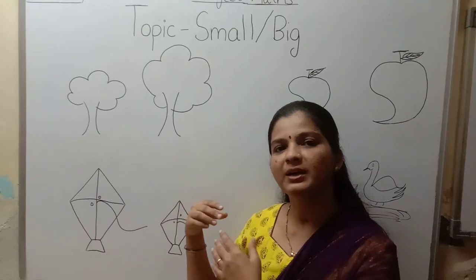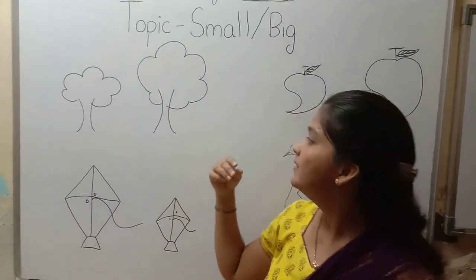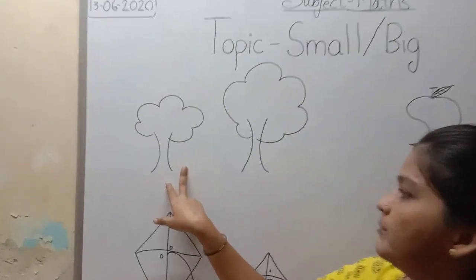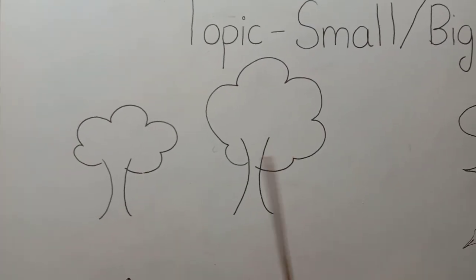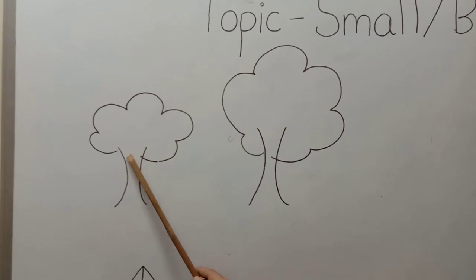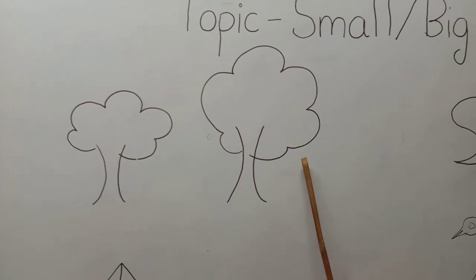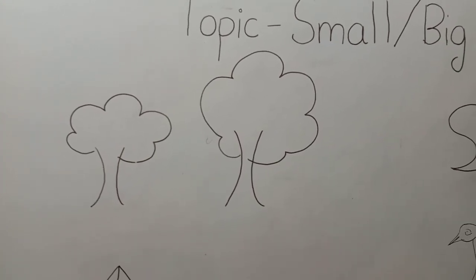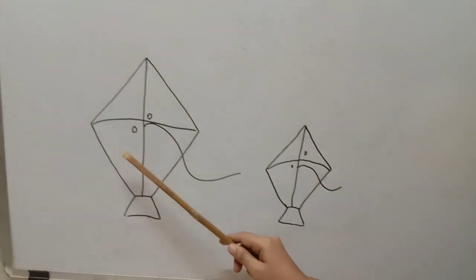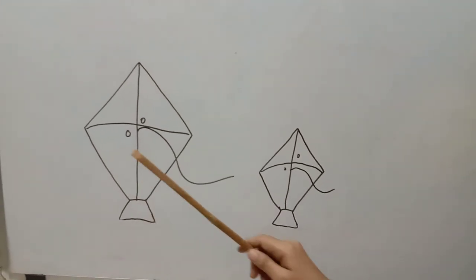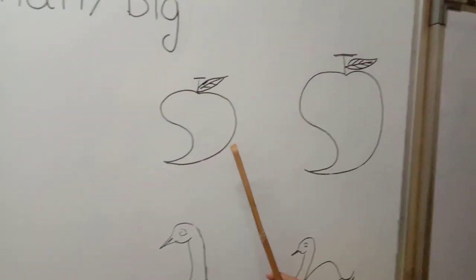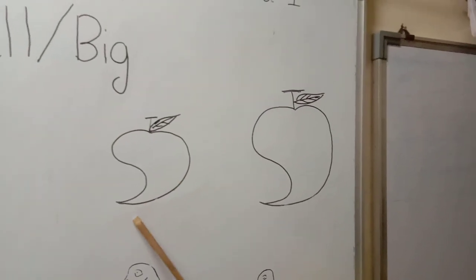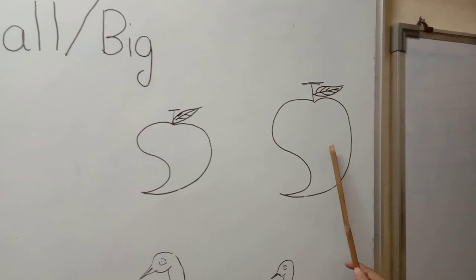Now looking to the explanation part, I have drawn the objects on the blackboard for you. Now these are the trees. These are the trees, children. This is the small tree and this is the big tree. Going towards the kite, this is the big kite and this is the small kite. Going towards the mangoes, this is the small mango and this is the big mango.